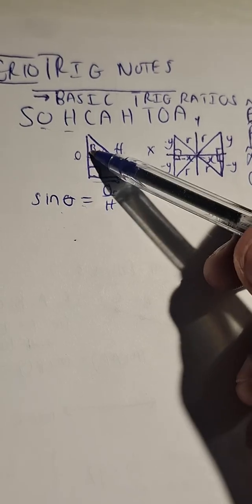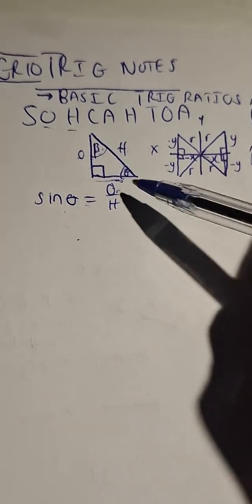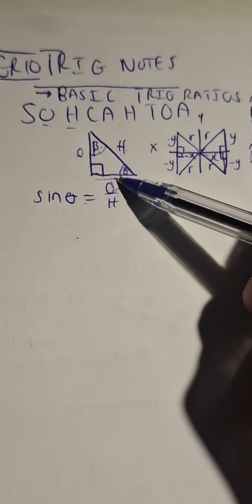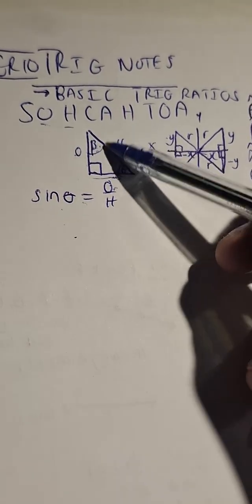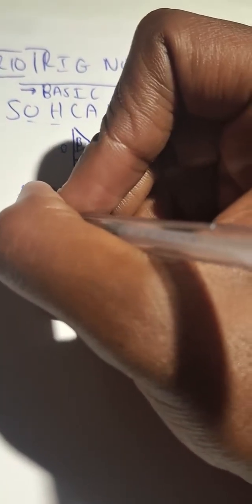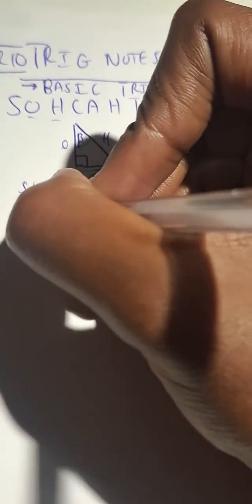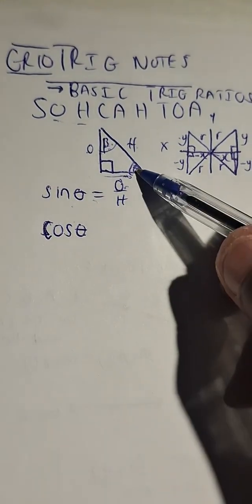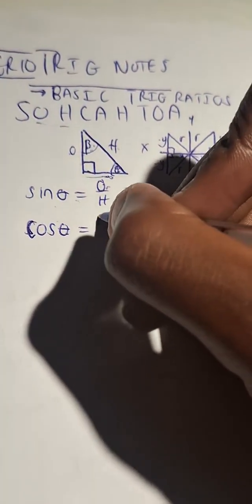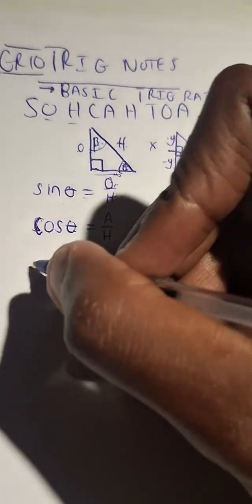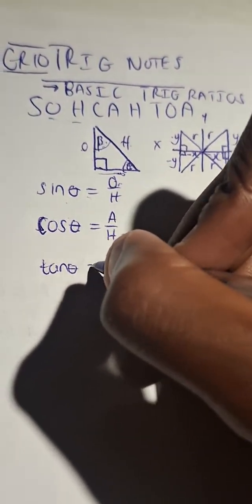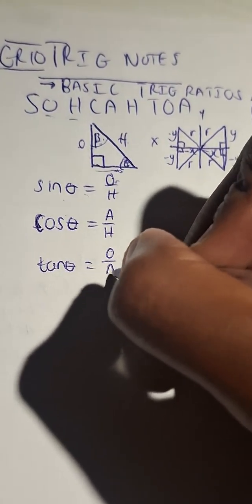If they say sine of beta, then I come to this angle and I ask myself, where's the opposite side? What is opposite beta? It's this side. So here's my opposite side to this angle. And where's my hypotenuse? There it is. So that is why it's very important to understand which angle they are referring to. Since cos of theta is here, we know cos of theta is adjacent over hypotenuse. And lastly, tan of theta is opposite over adjacent.